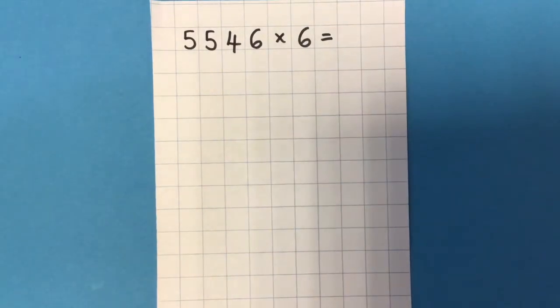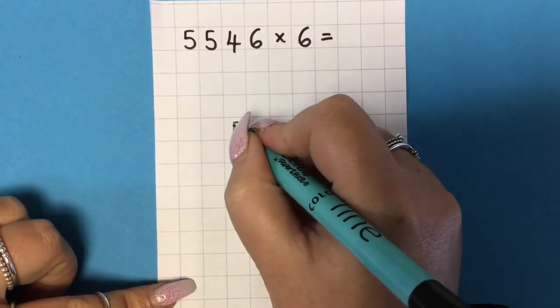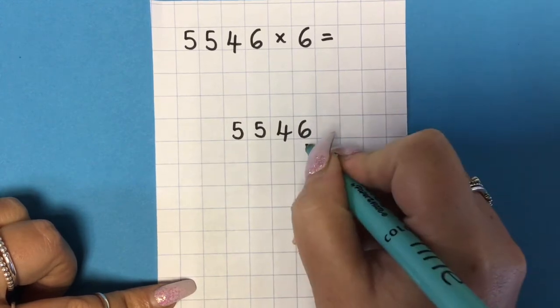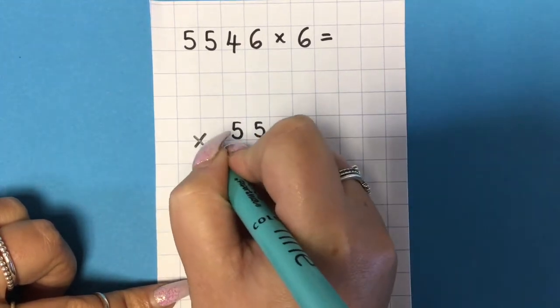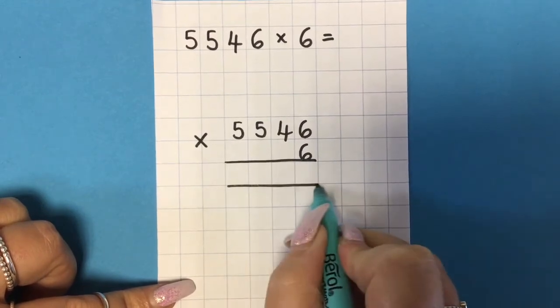So I want you to have a little think about what's the first thing that we're going to do. We need to make sure that we set it out correctly. So we're going to do the biggest number on the top and the smallest number on the bottom. Put your multiply sign in and draw your lines.